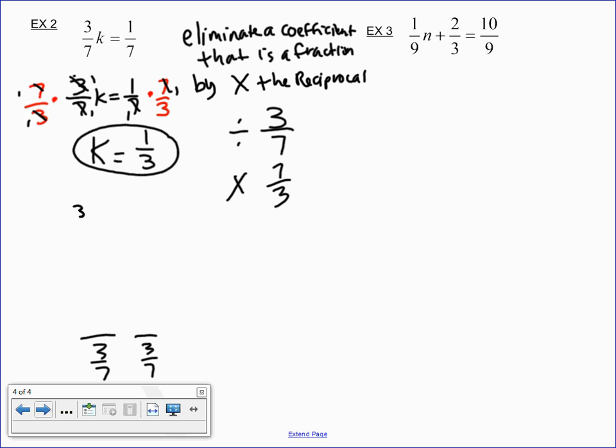All right, now, how do I check to see if I'm right? You can plug it back in. 3/7 times what I'm saying k is, which is 1/3. I put this value in where I see k in the original equation, and I see if it equals 1/7. Is this a true statement? It's true, so that means that 1/3 is the correct solution.